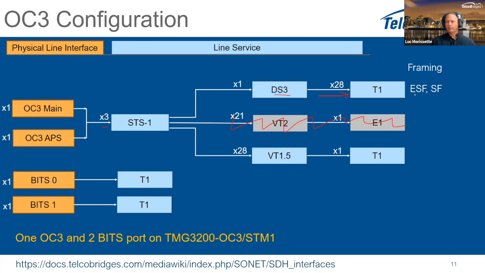Okay, and the framing here will be ESF or SF, same thing as before. So once you finish configuring, your T1 is available to all the rest of your configuration the same as in any other modes. Alternatively, you can, straight in the STS1, configure 28 VT 1.5. So that's 1.5 megabit per second that you have here. Each one of them will have 1 T1 inside. So you can configure 28 VT 1.5 with 1 T1 each. So these are the 2 modes that I see being used, either the DS3 or the VT 1.5.